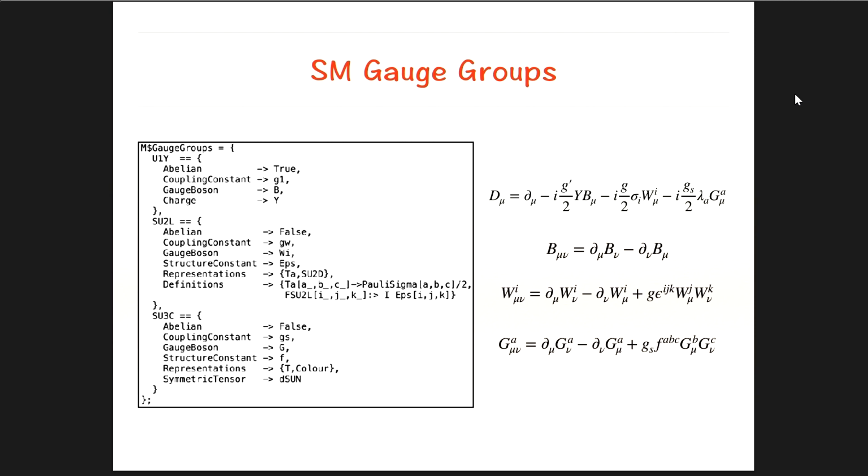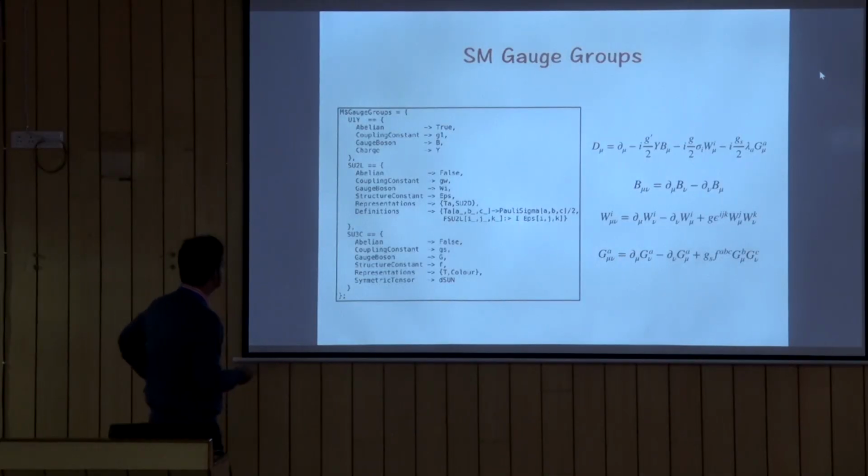And then you have this f of SU2L ijk, which is i epsilon ijk. So this is, I think, the commutation relation, right? It defines the structure constant associated with this.